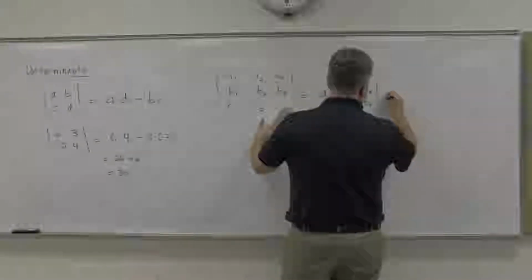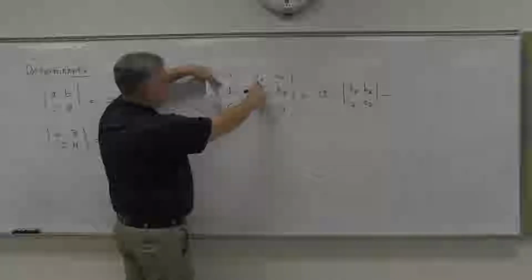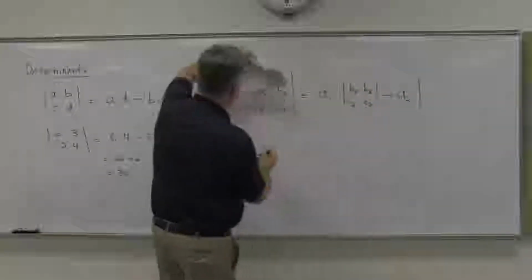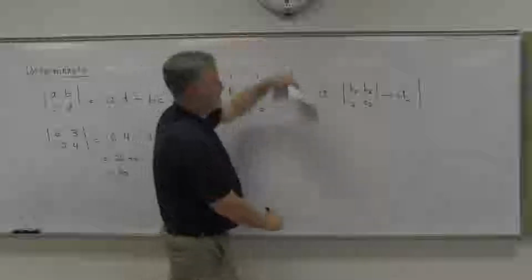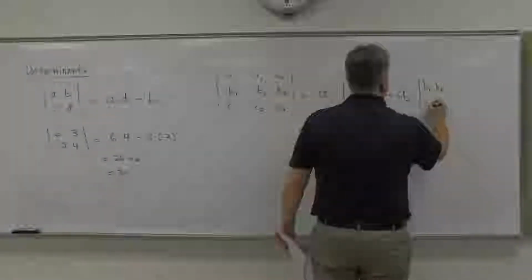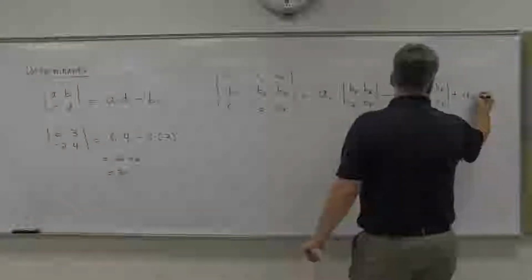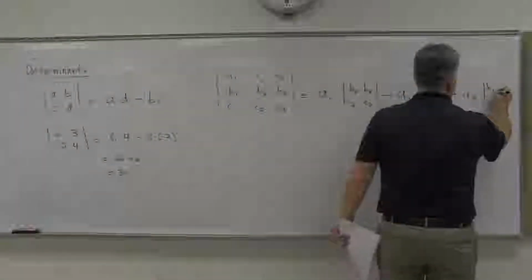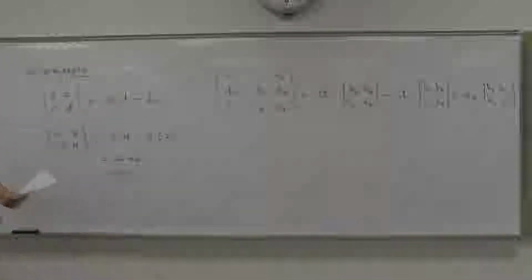Then we do the alternating signs. We do the same thing with the A2 component on top: minus A2 times the determinant, where we cover up the first row and the middle column, which gives me B1, B3, C1, C3. Then the same thing with A3, but it's plus A3 times the determinant B1, B2, C1, C2. Looks kind of bad with all the subscript numbers, but it's really not that bad.